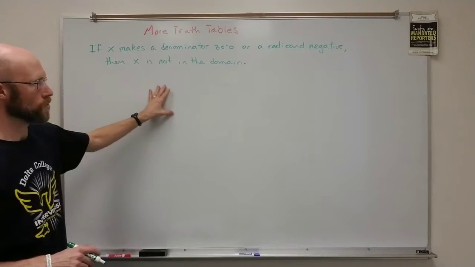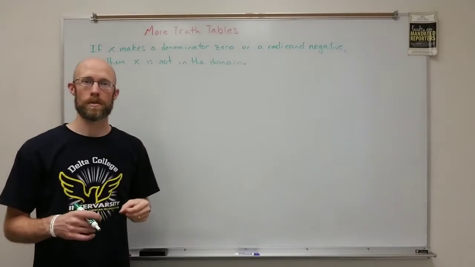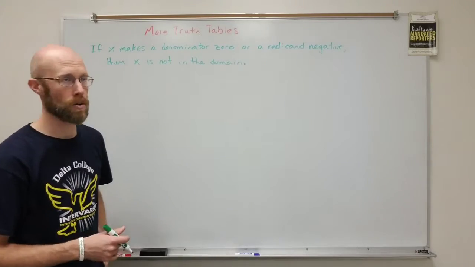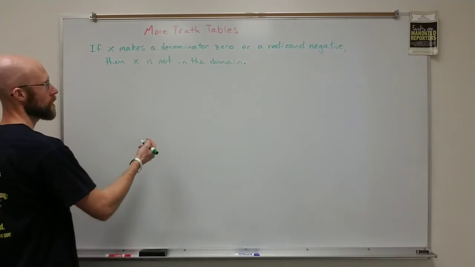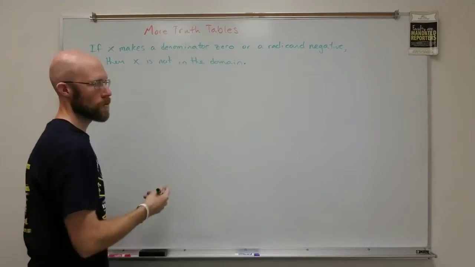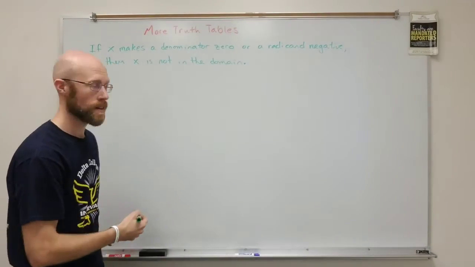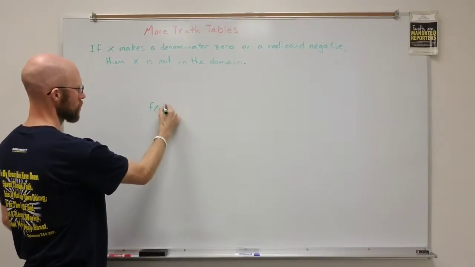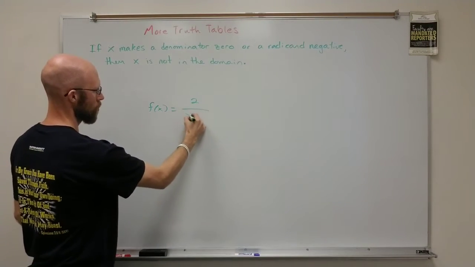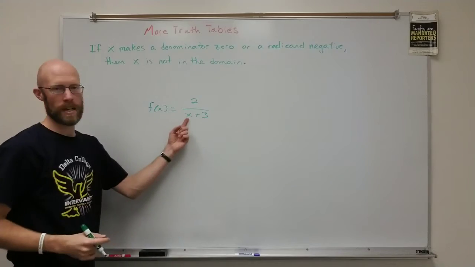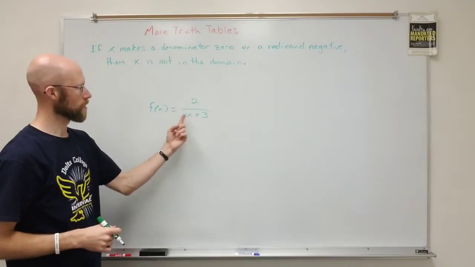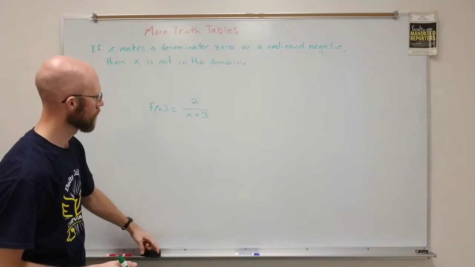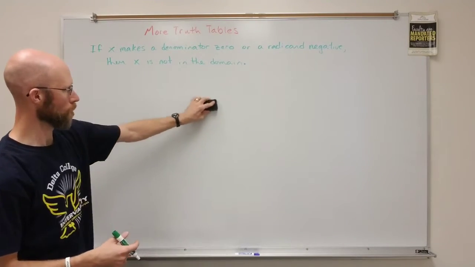And basically, if you're looking at a function or something that you plug numbers into to get numbers back out, anytime you end up with a denominator of 0, you have an undefined expression or function. So if you had a function like 2 over x plus 3, well, if you plugged in a negative 3 here, you get 0 on the bottom and the function is undefined. But everything else would work.